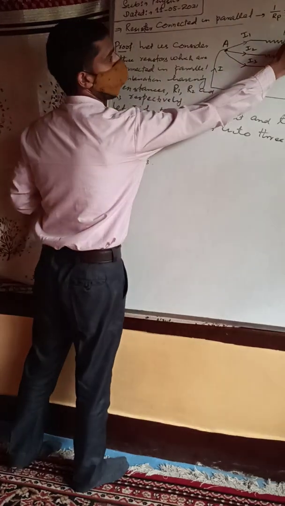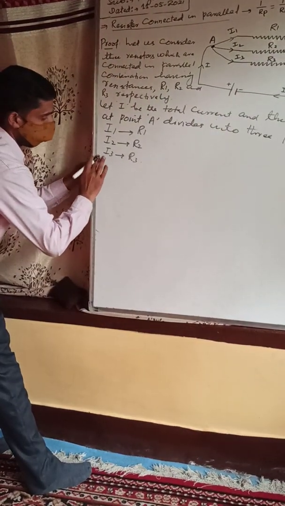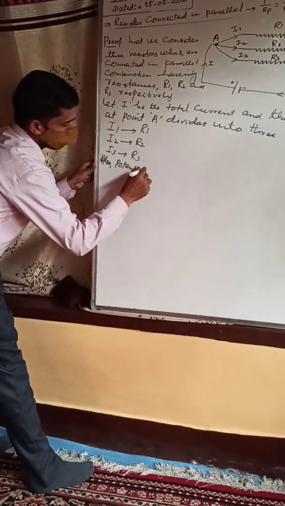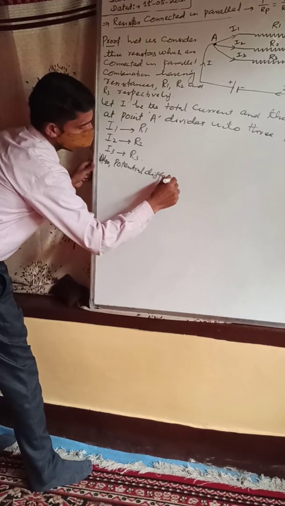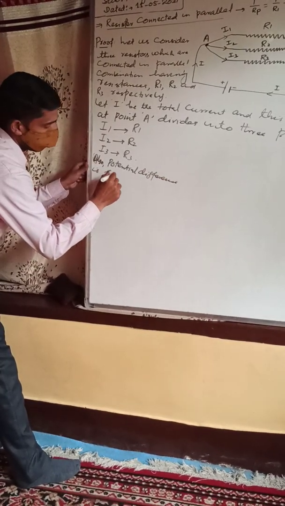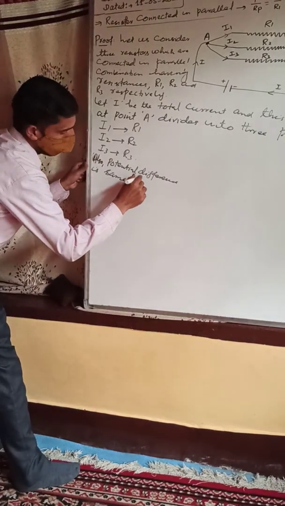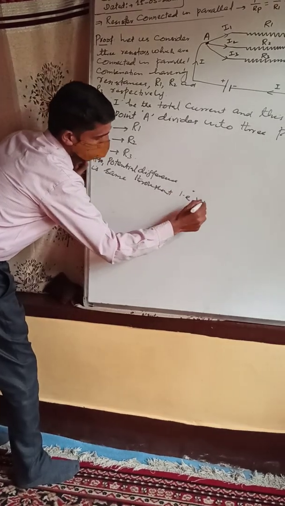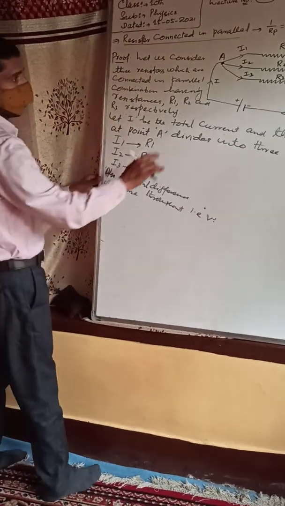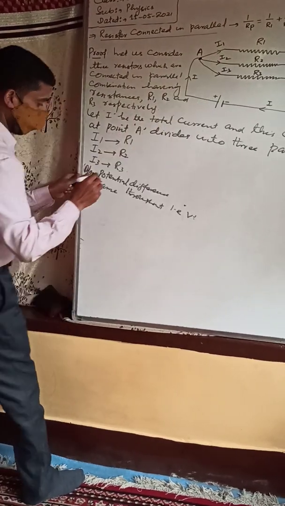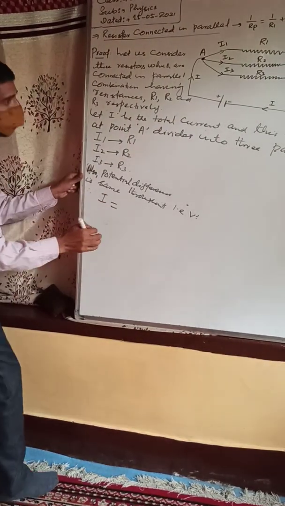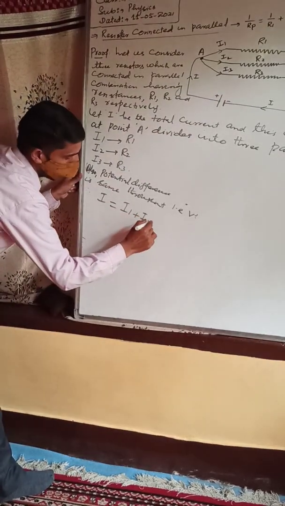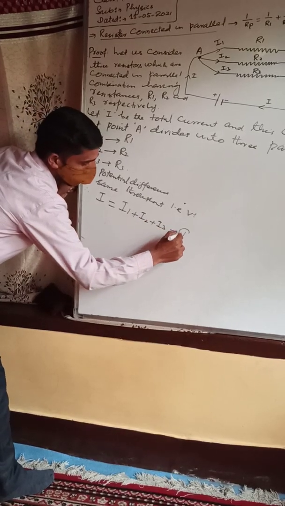Now since potential difference remains same, so I may write here also potential difference is same throughout, that is V. Since this current at point A divides, this I becomes mathematically equal to the sum of these three. So I may write I is equal to I1 plus I2 plus I3. We will name it equation first.